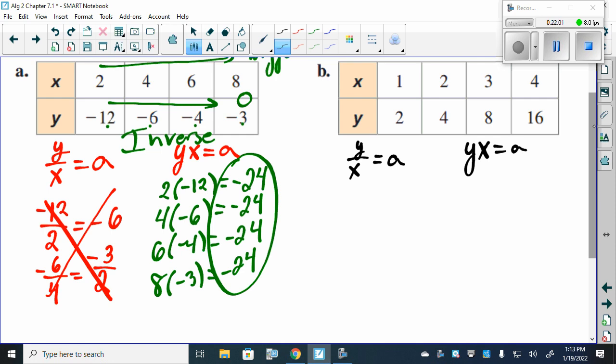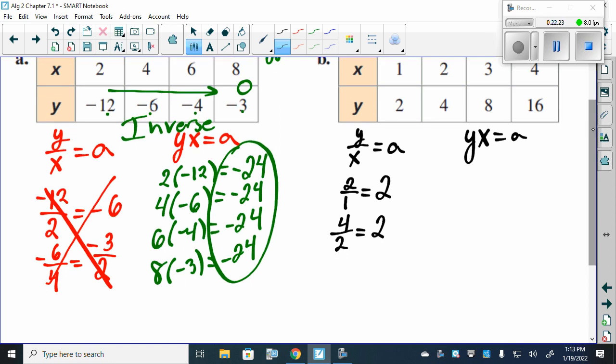So, if it is direct variation, y over x should have a constant amount for all the different values of x and y here. So the first one we can check is 2 divided by 1, which is 2. We can do 4 divided by 2, which is 2. Our next one would be 8 divided by 3, which is 8 over 3, or 2.6 repeated, so 2 and 2/3. So this is not direct because these values are all not the same.